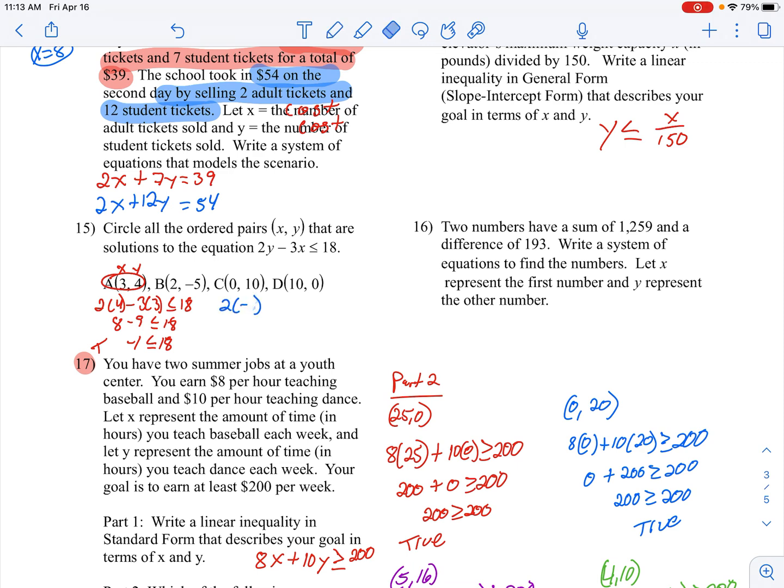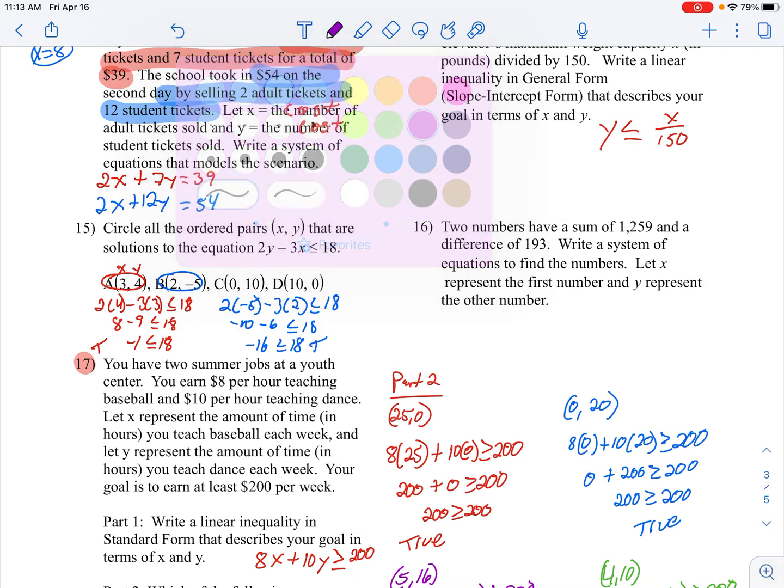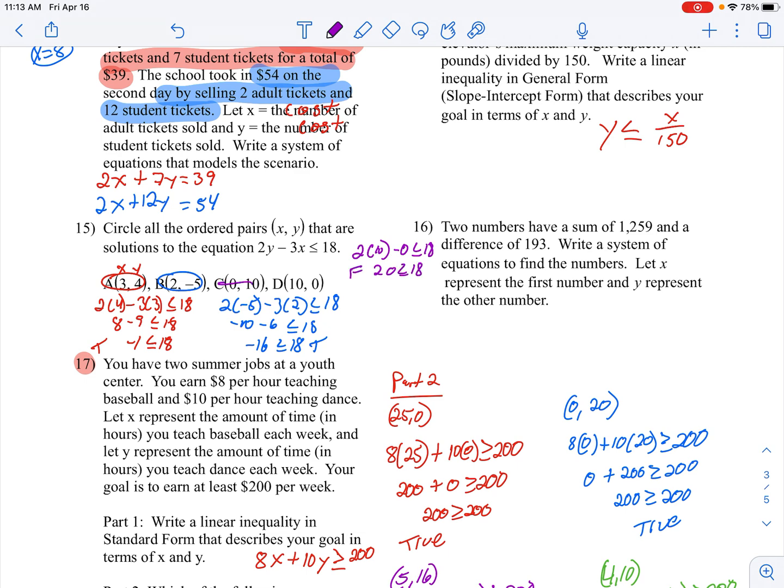Just please make sure you're plugging in X and Y into the right locations and using the right numbers there. And 3 times 2. -10, -6. And that is still a true statement. So B is true. Now for the other two, those are pretty quick because there are zeros for X and then for Y. So on letter C, 2 times 10. The X's are going to be gone because it's 0. And 20 is less than or equal to 18. That is false. C is not.